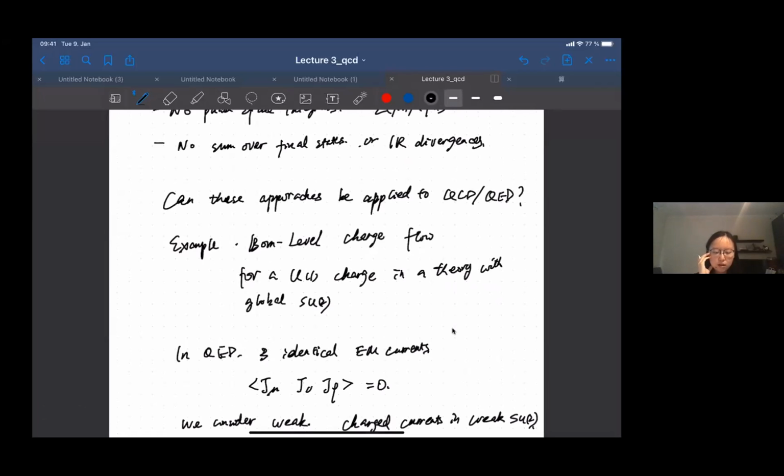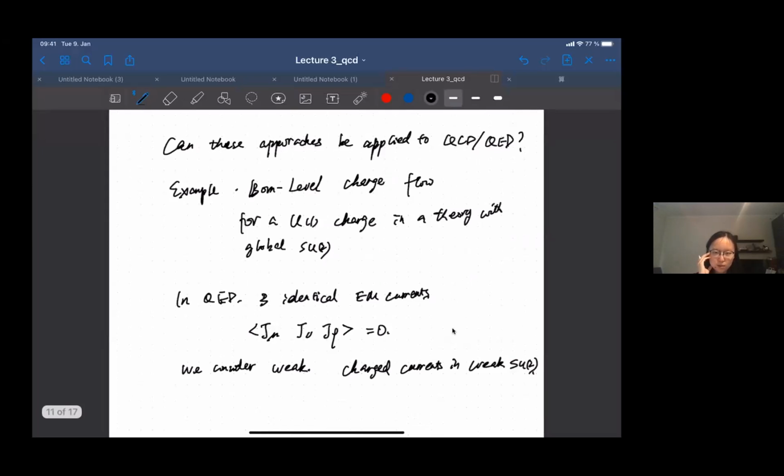So then in the next part of the lecture, I will give a simple example, which is a Born level charge flow for a U1 charge embedded in a theory with a global SU2. An analogy to this kind of charge is the weak isospin in electroweak theory, in the weak SU2.